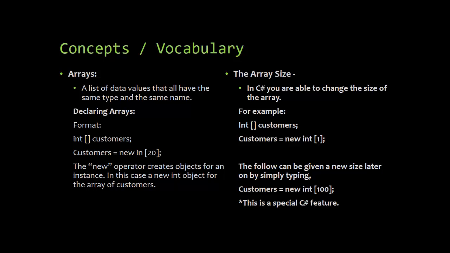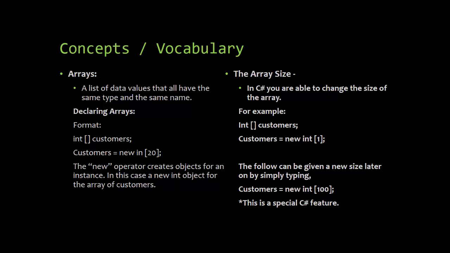After that, we have to give it a name, and for this example, we are using customers. Now we have to fill the array, and we have to give it a size. Oh, that was supposed to say int. So we would say customers equals a new integer array of 20. So it's saying that it's going to hold 20 customers. The new operator creates an object for an instance. So the new int object for this array is called customers.